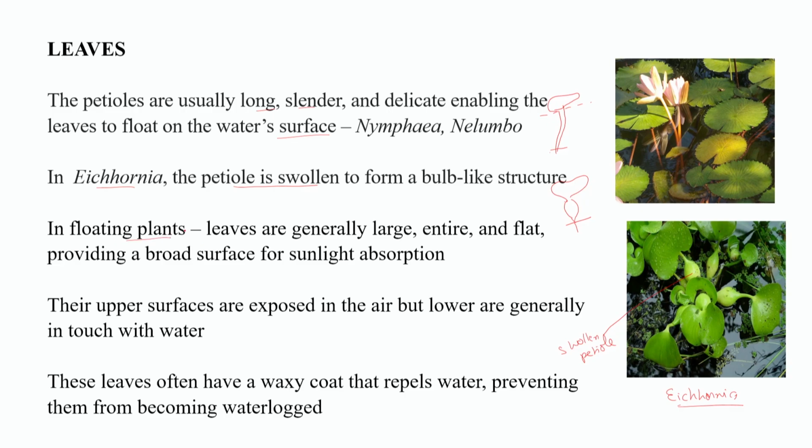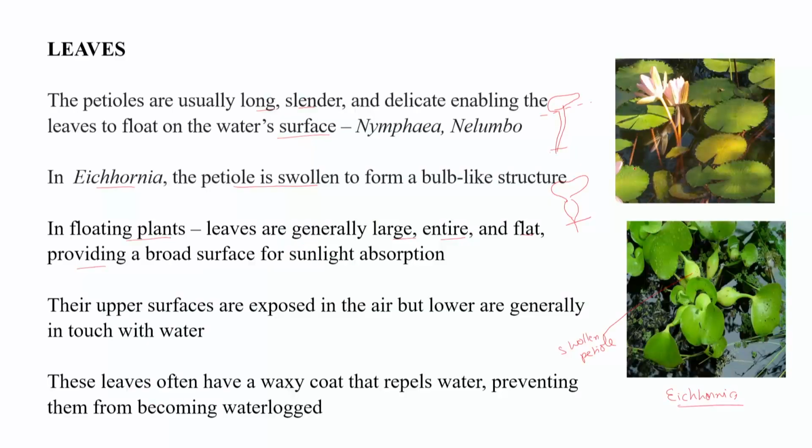Generally, the plants which are floating will have very large, entire and flat leaves, which provide a very broad surface for sunlight absorption, as you can see in Nelumbo. Even in Nymphaea they have broader leaves so that more sunlight can be absorbed. Their upper surface is exposed to air but the lower surface is not, so their modification is in that way.